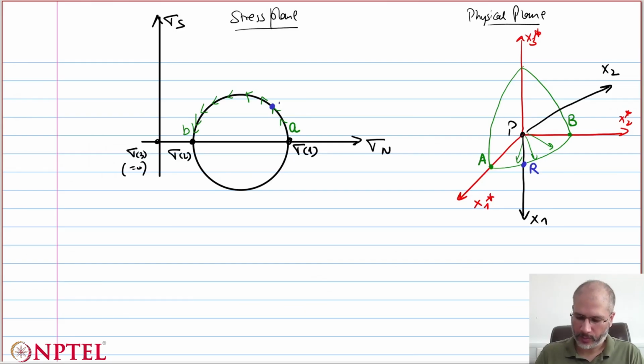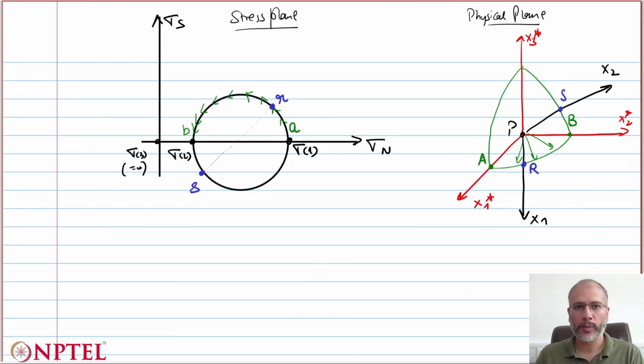So this R corresponds to this small r in the stress plane, and the normal cuts the octant at the point S in the physical plane along x2 direction, and that S is 90 degrees to the direction R in the physical plane. So on the stress plane it has to be 180 degrees. So that's diametrically opposite here in the stress plane.